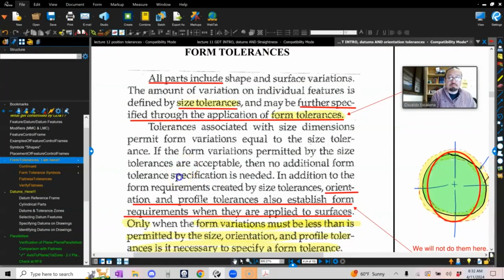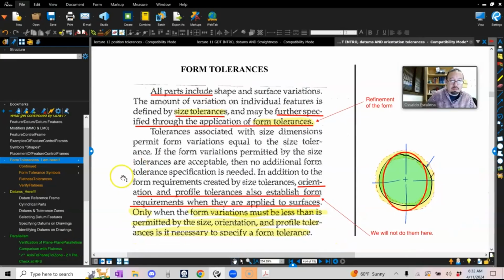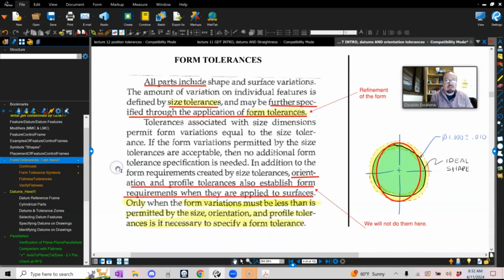Okay. For example, let's read the form tolerances definition. All parts include shape and surface variations. The amount of variation of individual features is defined by the size tolerances, the plus and minus that you put already there, and may be further specified through the application of form tolerances.